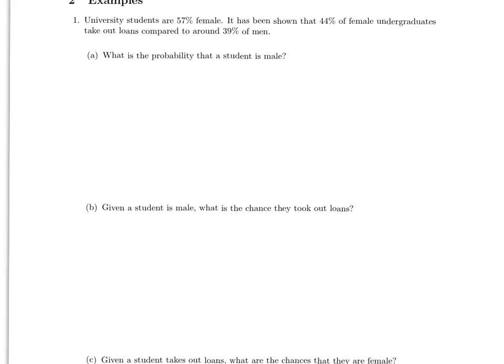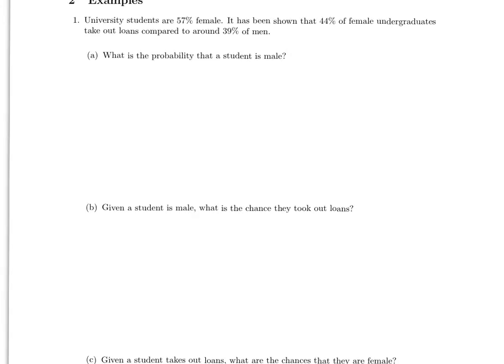For this example here, we're going to go ahead and divide all university students into male or female. Once again, pretending this whole sex dichotomy. And then we're going to divide those based on if they take loans out or not. So our first question here is, what is the probability that a student is male?